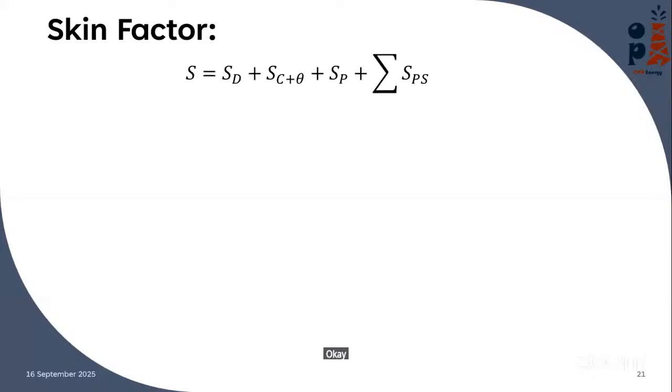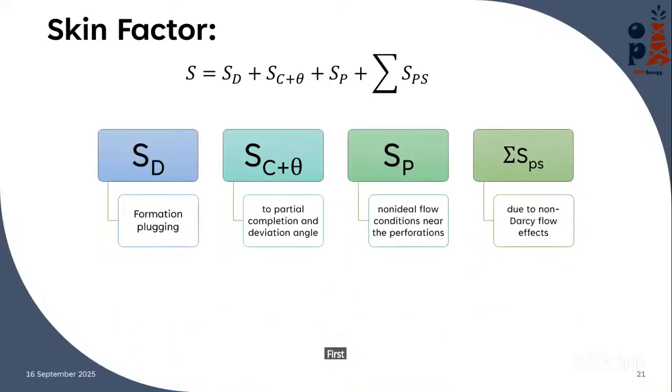Okay, skin factor. It's the damage, or for a more general term, the alteration around the well bore. It has several components, combine them, and you have the total skin factor. The first one is formation plugging, while the formation is plugged by scale, precipitation, sometimes salt, or mud fluid that did some damage to the formation around the well bore.